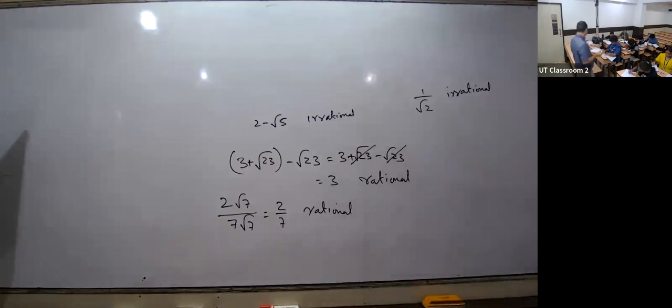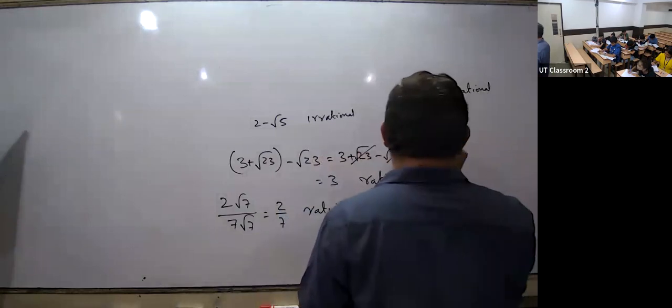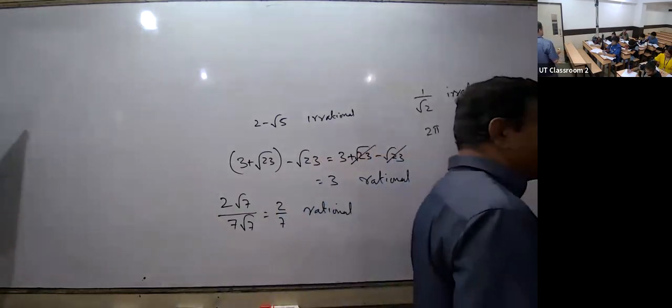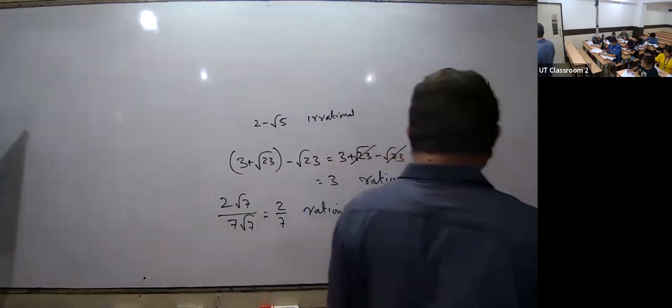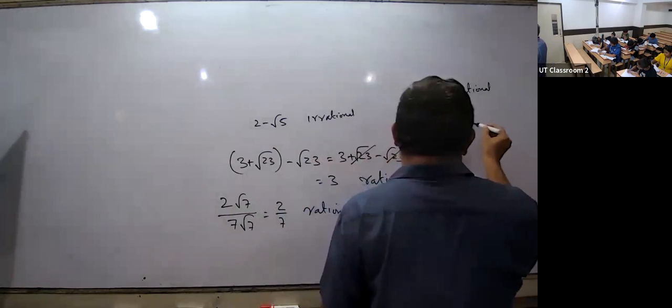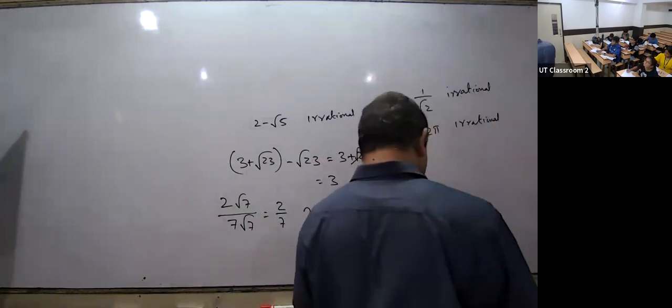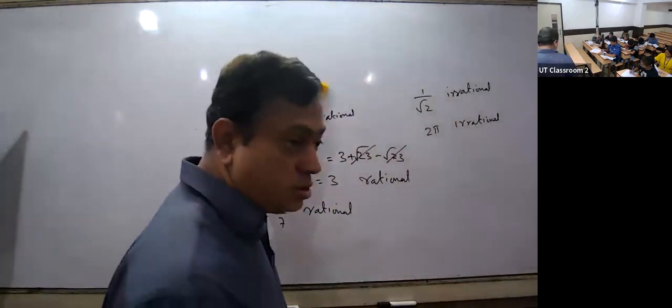Here, Gurpreet. 2 pi. Answer? Irrational. Why is pi irrational? Pi is irrational, which means 2 pi is irrational. Hope all of you followed. Yes. Done. Next one. Are there more?